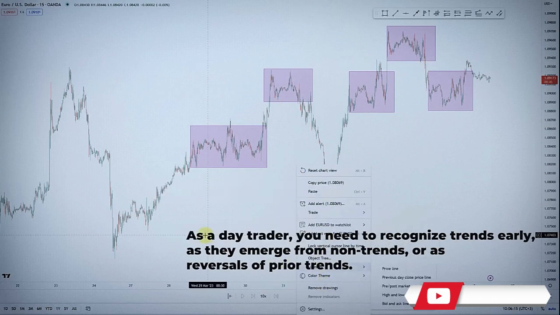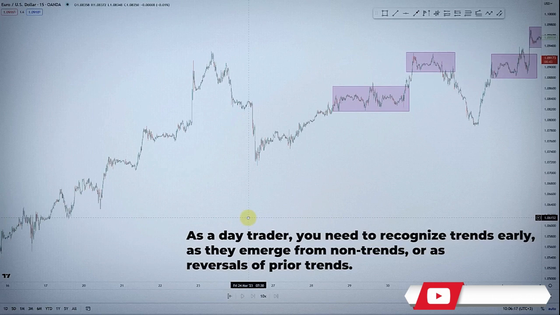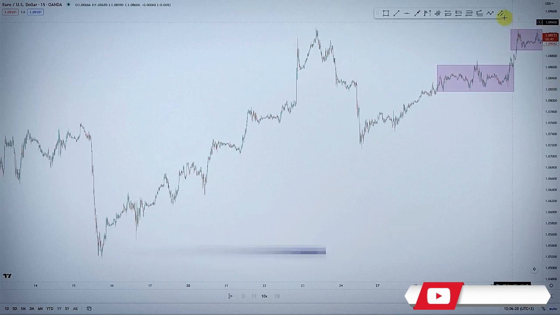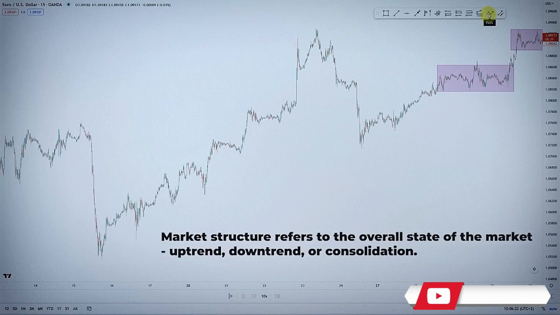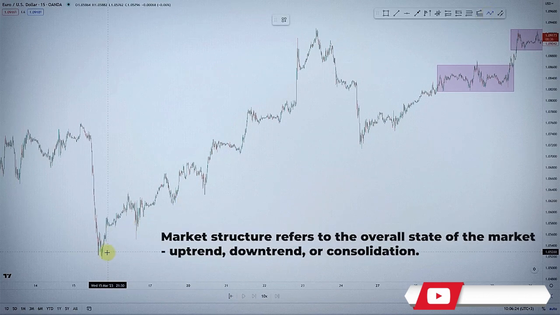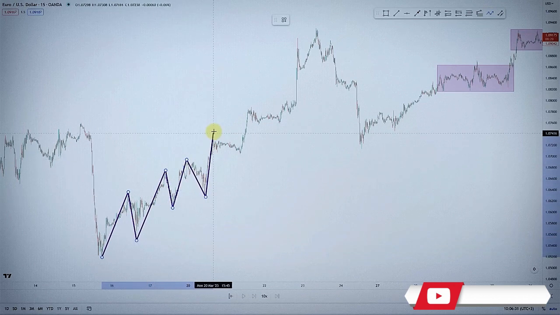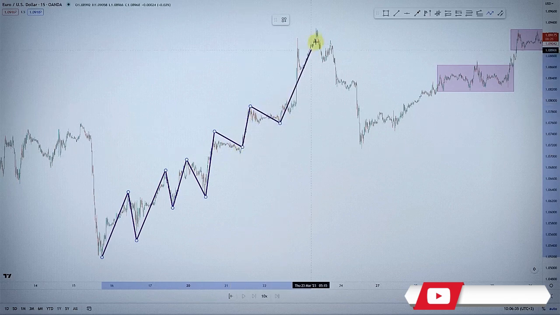So first, you must know the basics of market structure, and how to find trends on any market. Market structure refers to the overall state of the market, which can be labeled as either an uptrend, downtrend, or consolidation. Identifying the current state of the market is the first step when you want to day trade.